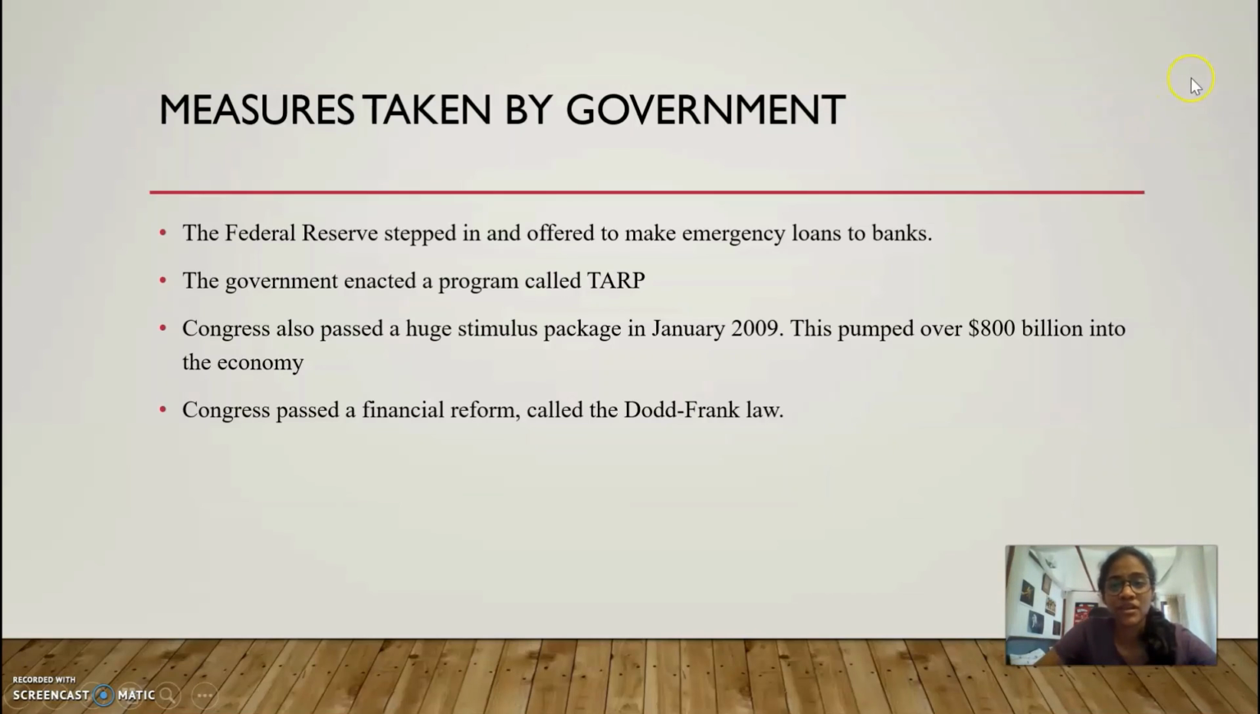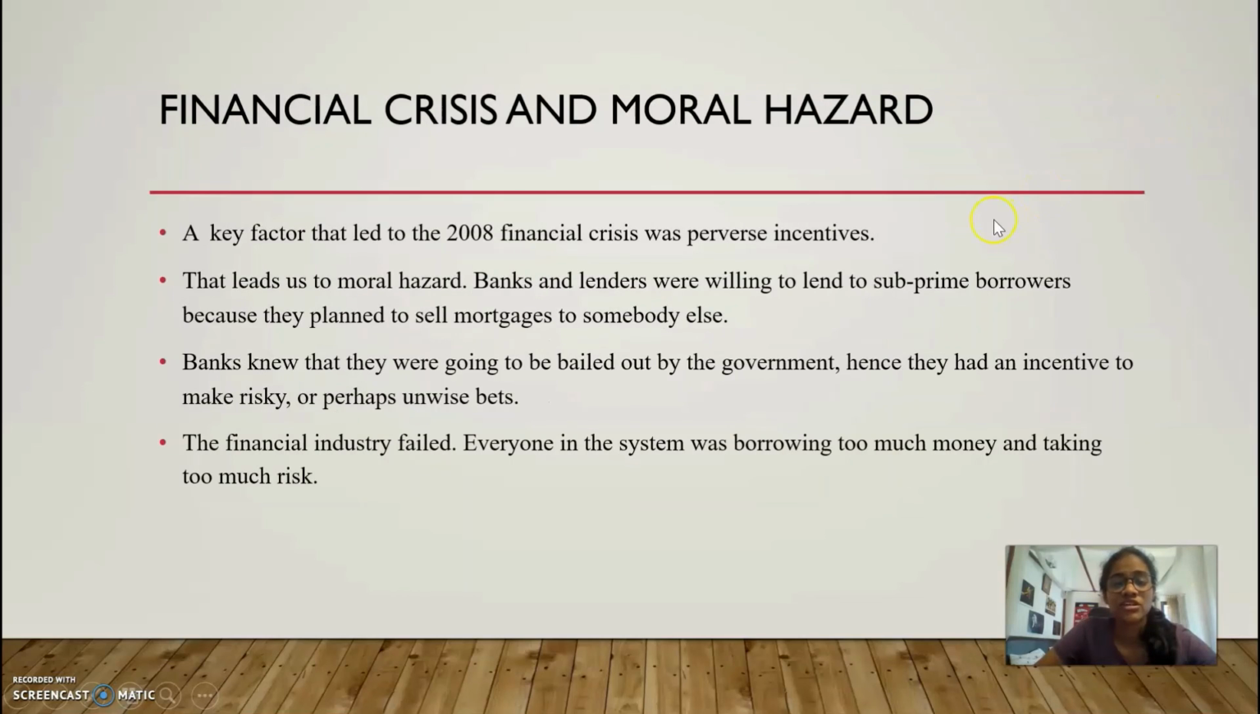Now, one of the factors that led to this financial crisis was something known as perverse incentives, which was basically those policies that ended up having a negative or opposite effect on the economy. So, like with mortgages, a lot of brokers got bonuses for lending out money, because of which it encouraged them to make risky loans, which affected profits.